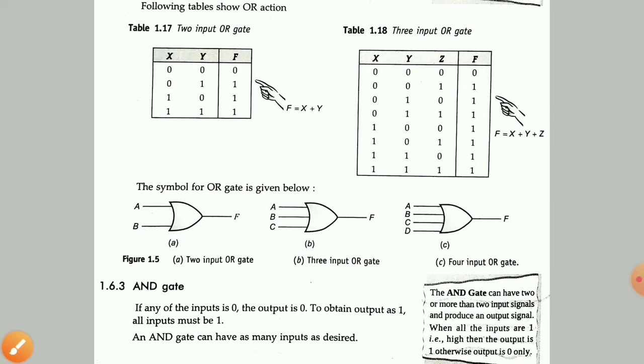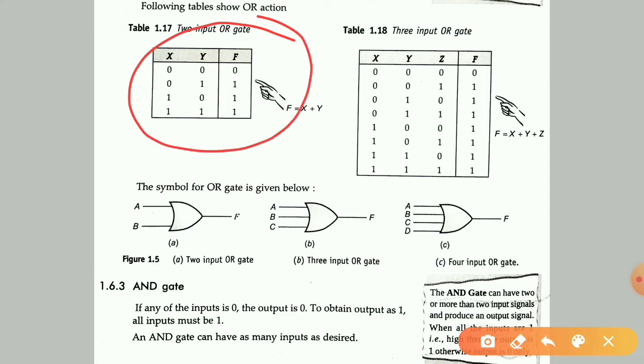So how is the output produced? You can see the 2 input truth table drawn here. When there are 2 inputs, X and Y, and we give the binary combinations 0 0, 0 1, 1 0, 1 1, the output will be 0, 1, 1 and 1. Why? Because if any of the inputs is 1, it gives you output 1, right? So this is your OR gate.